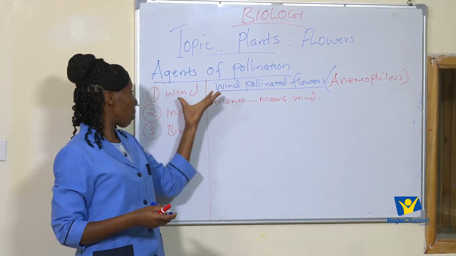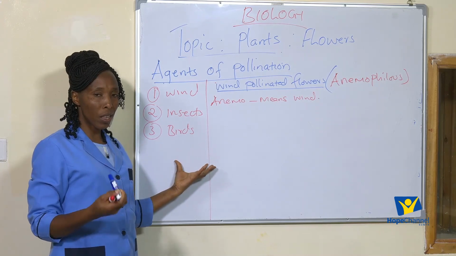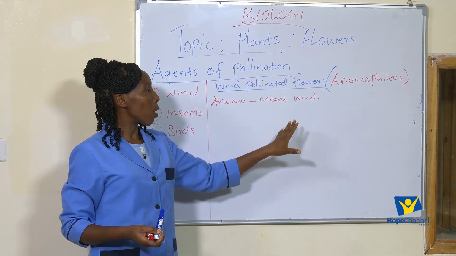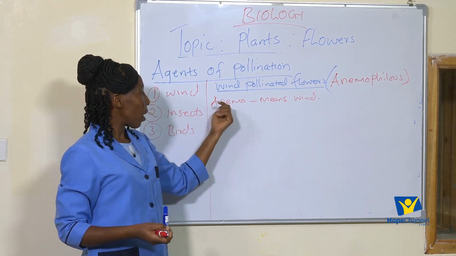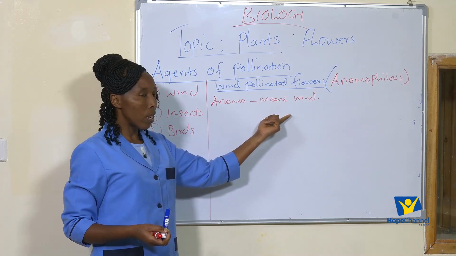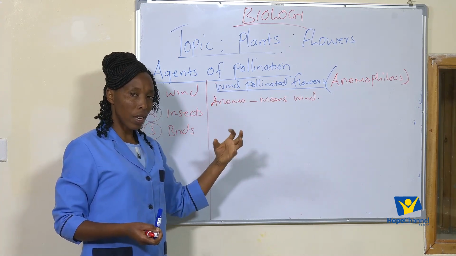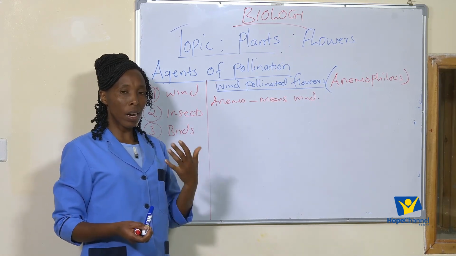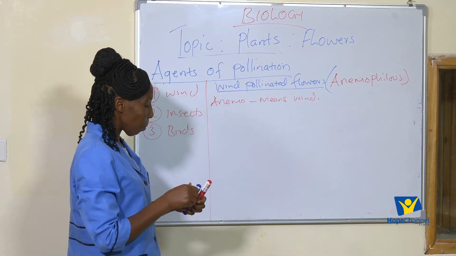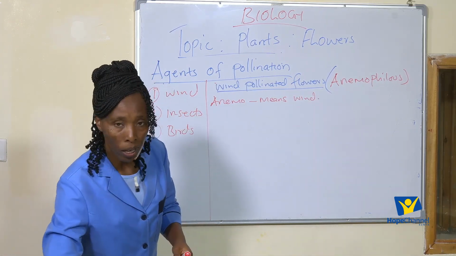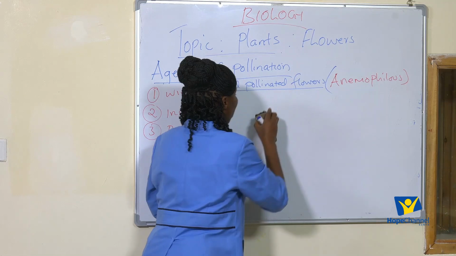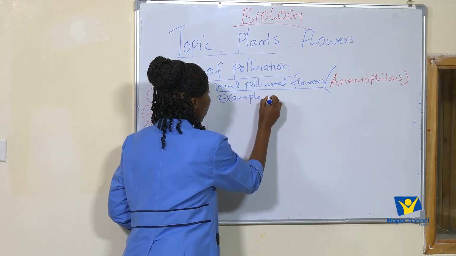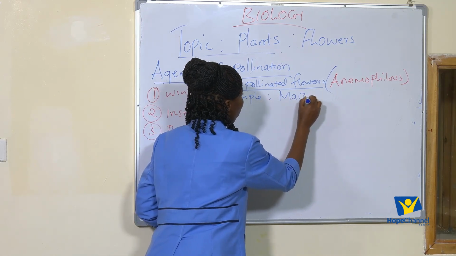So remember we are discussing agents of pollination. When we talk about wind-pollinated flowers, we also refer to them as anemophilous, where anemo means wind. So these are flowers that are pollinated by wind. An example, so I'll pick one example, and that example will represent all others. The example we have is maize.